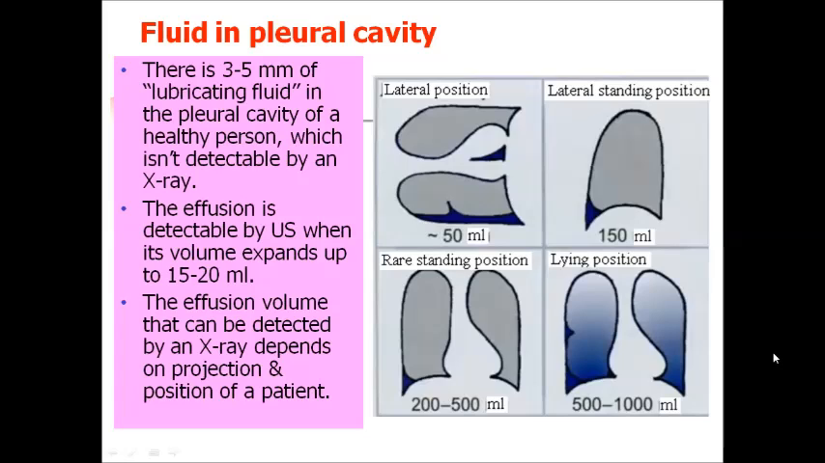The effusion volume that can be detected by plain X-ray examination depends on the projection of the patient, and volumes that may be detected in different projections are shown in this picture, from 50 milliliters in lateral projection up to half a liter or even 1 liter in lying position.